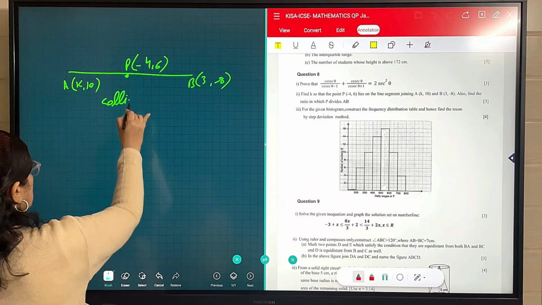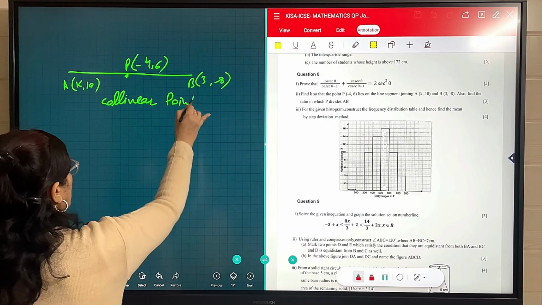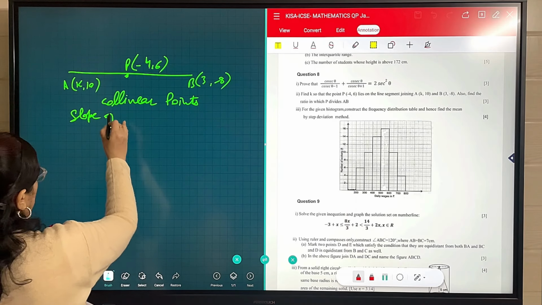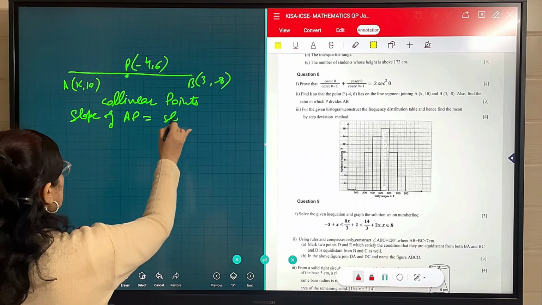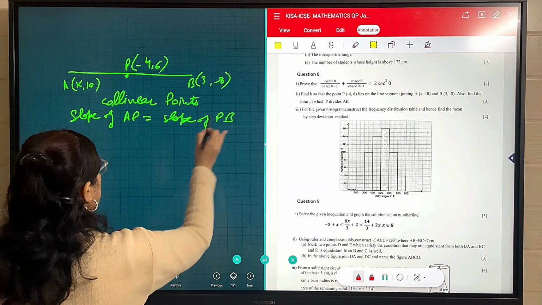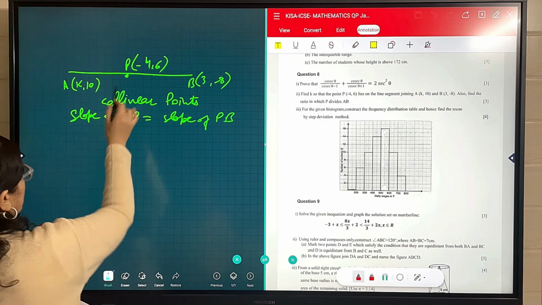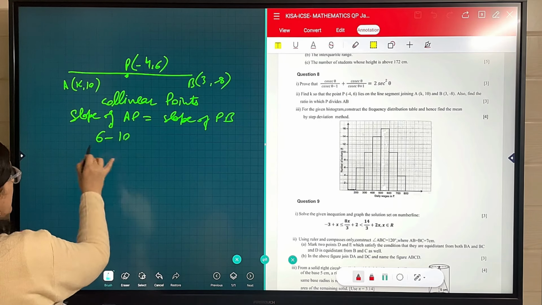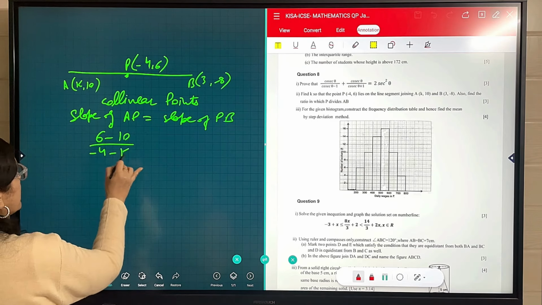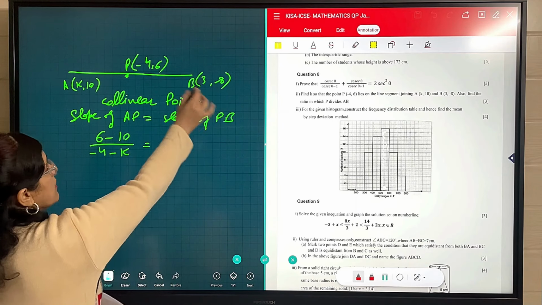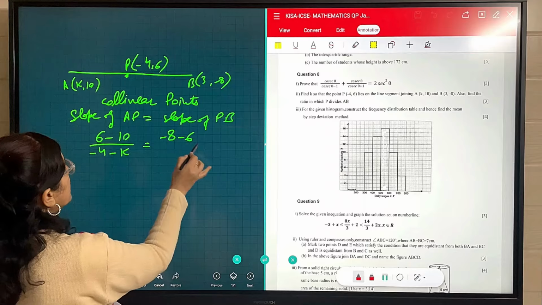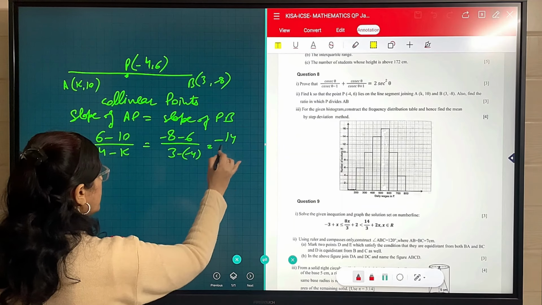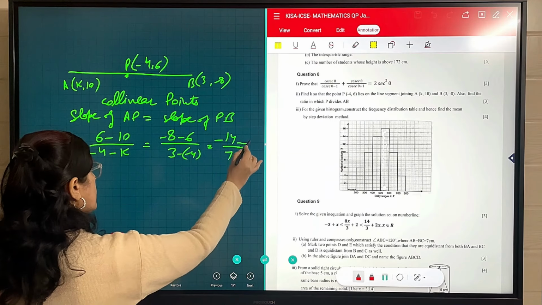So we know that all these are collinear points, and for collinear points slope is equal. So we have to find the value of k now. So slope of AP is equal to slope of PB. So slope of AP is y2 minus y1 upon x2 minus x1 we have to do. So this is y2 means 6 minus 10 upon x2 minus x1 means minus 4 minus k is equal to slope of PB, which is y2 minus y1, minus 8 minus 6, upon x2 minus x1, 3 minus of minus 4. It means this is minus 14 and 3 plus 4 is 7, which is equal to minus 2.